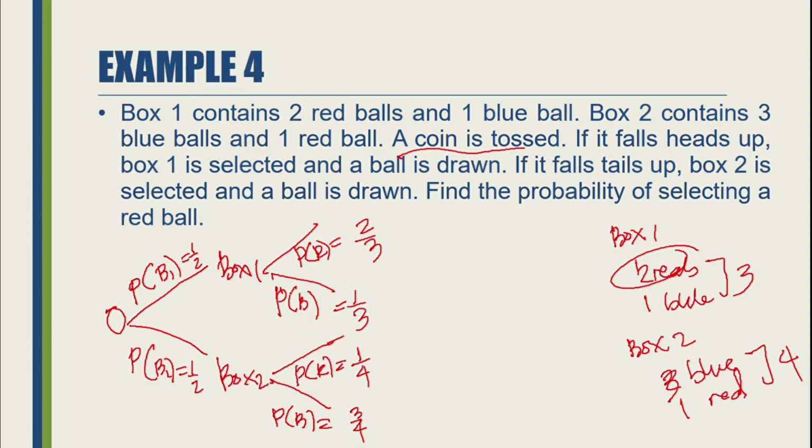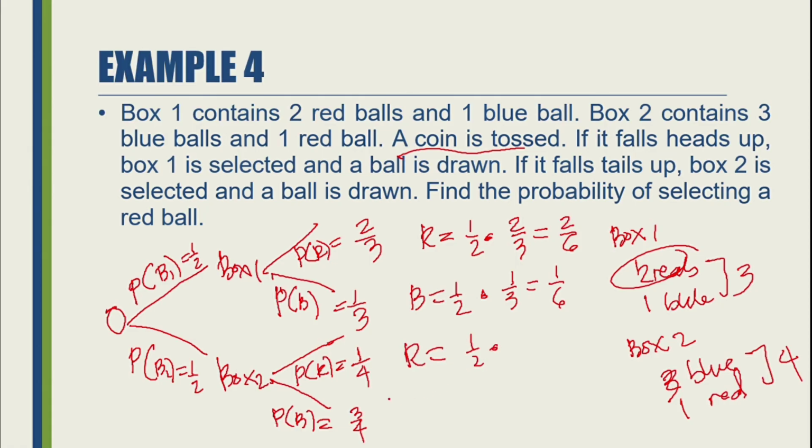So we have to get the outcomes here. The probability of box 1 multiplied by red is 1/2 times 2/3, which is equal to 2/6. If we choose box 1 and draw the blue, which is 1/3, then 1/2 times 1/3 is 1/6. Next, if the chance is in box 2, the probability is 1/2, but we have to anticipate which ball will be taken out. For the red, we have 1/2 times 1/4, which is 1/8. And the probability when we choose blue is 1/2 times 3/4.